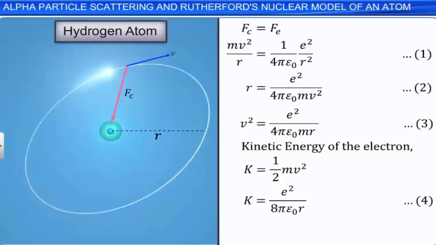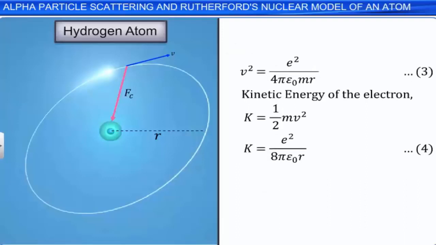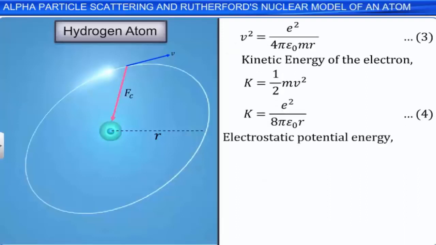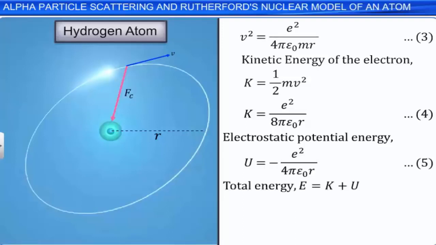The electrostatic potential energy of the electron, U, is equal to minus e square by 4 pi epsilon naught r. Let this be equation 5. The total energy E of the electron in the hydrogen atom is equal to the sum of the kinetic energy K and the potential energy of the electron U.